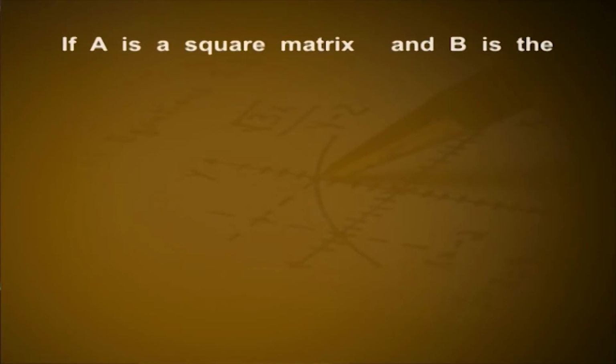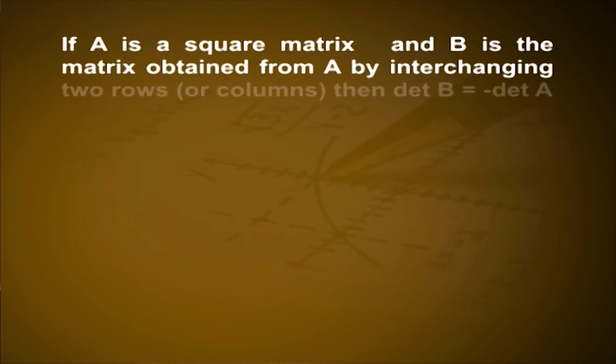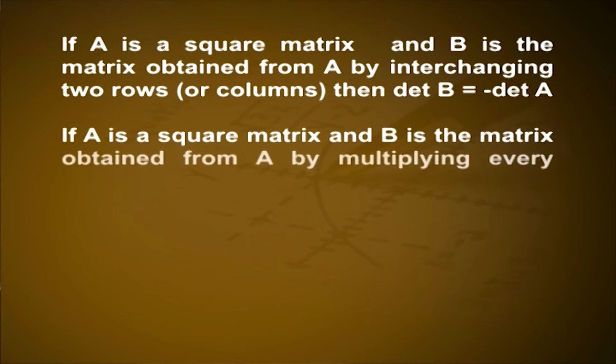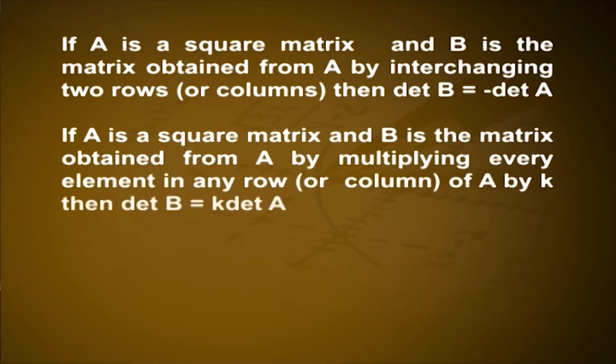We recall some properties of determinants. If A is a square matrix and B is the matrix obtained from A by interchanging two rows or columns, then determinant of B is equal to minus determinant of A. If A is a square matrix and B is the matrix obtained from A by multiplying every element in any row or column of A by k, then determinant of B is equal to k times determinant of A.